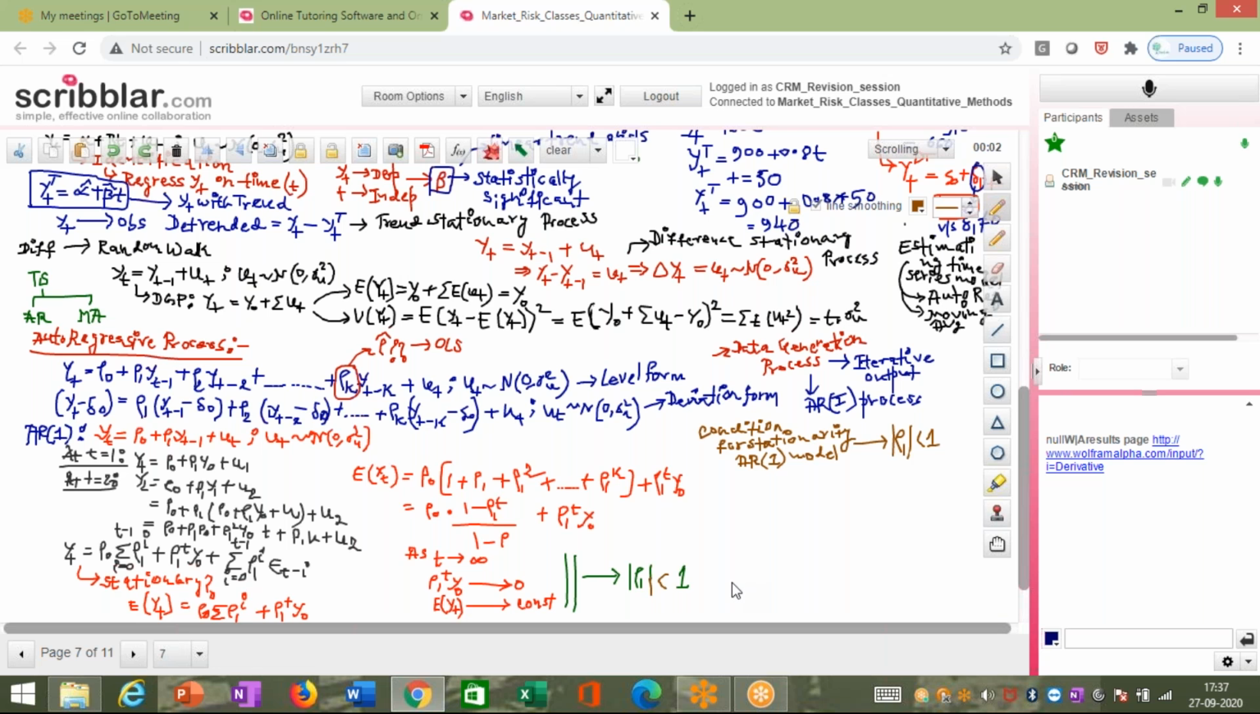Right. Generally, we know that if it becomes equal to 1, we end up with a unit root process, and if it exceeds 1, the time series becomes mildly explosive. So it is very important to have this kind of a setup.